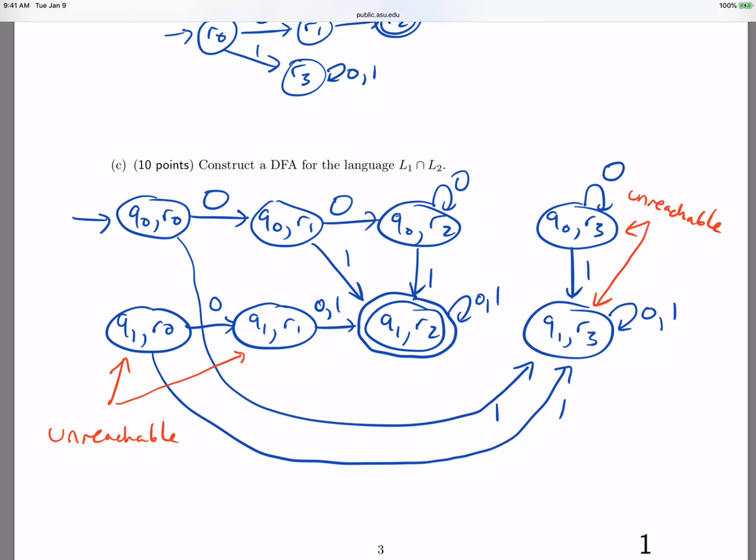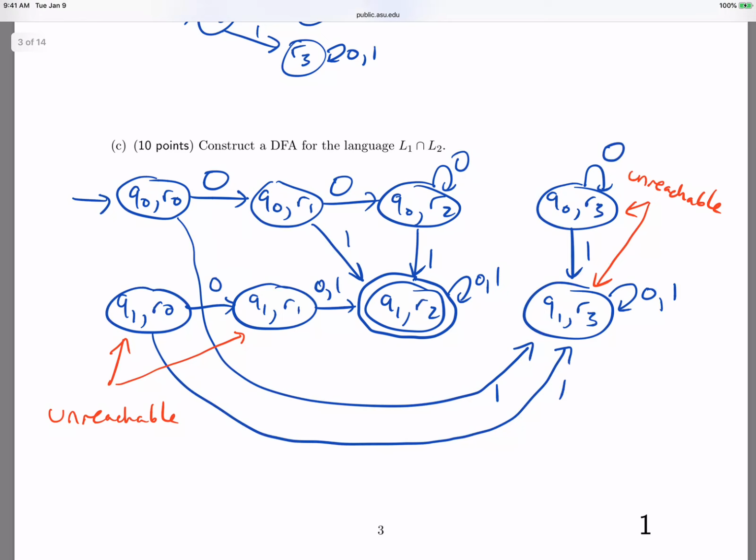C: practically a very small number of people overall applied the product construction. Some people just did it directly. I didn't say you had to use the product construction, so that's fine. But I'm doing the product construction here. I noticed some states that were unreachable. If you delete these 4 states, you arrive at what you get if you just did it directly. But either method was absolutely okay. And then the only final state is the one state that is final in both of them, because we're making a DFA for the intersection, not the union.